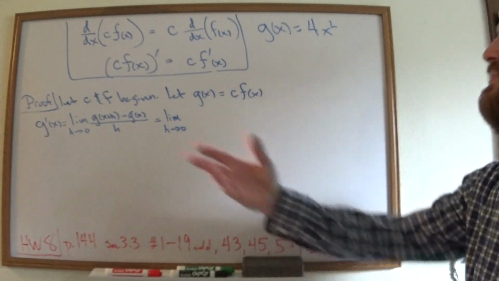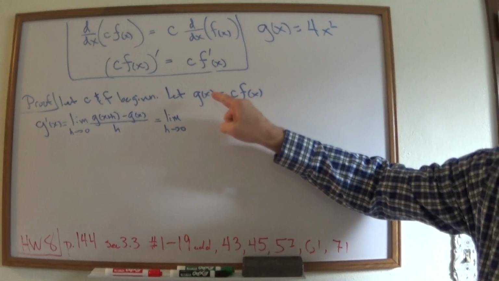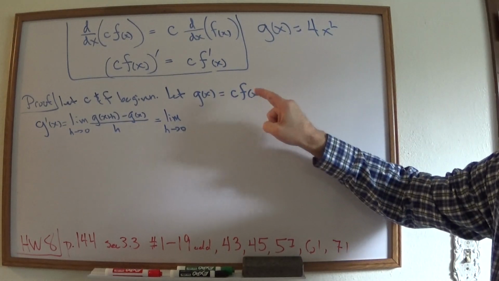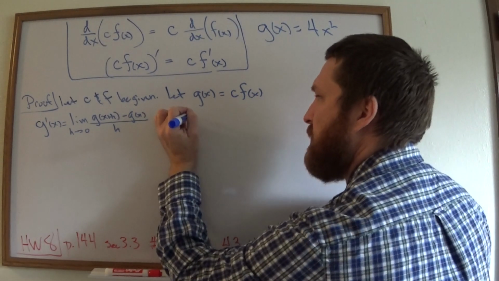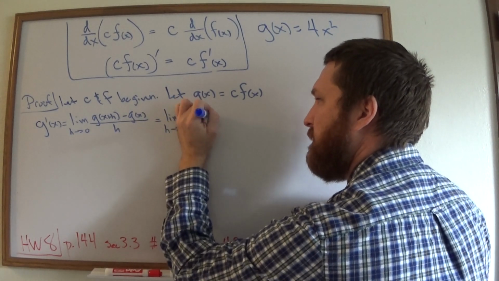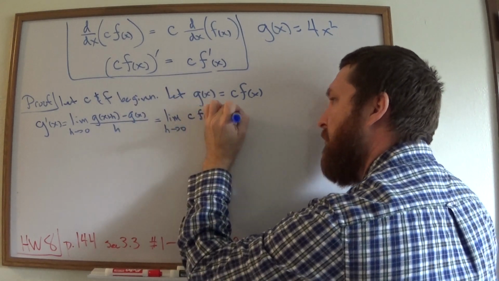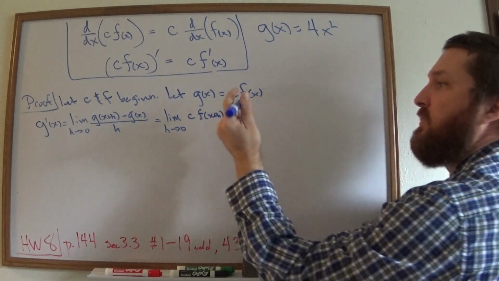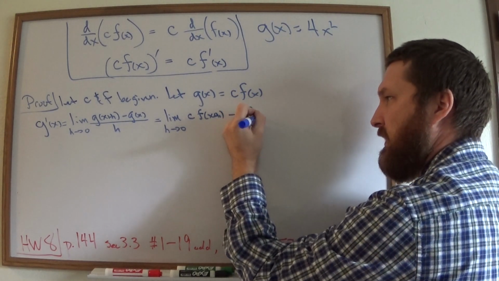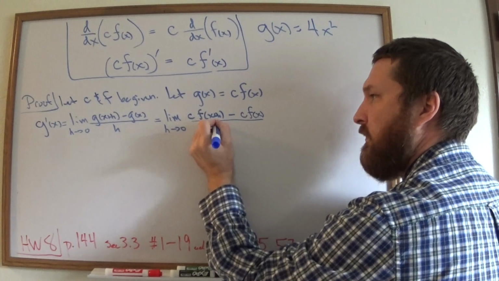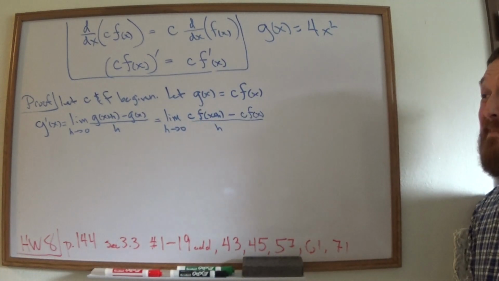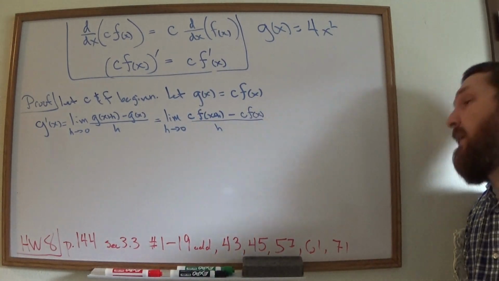Now I could say, well, what is g of x plus h? Well, I would just plug in an x plus h here, and I would get c times f of x plus h. So I have a constant times some function, minus g of x, which is just c times f of x, all over h. Can I factor something out of there? Yes, I can factor out a c.